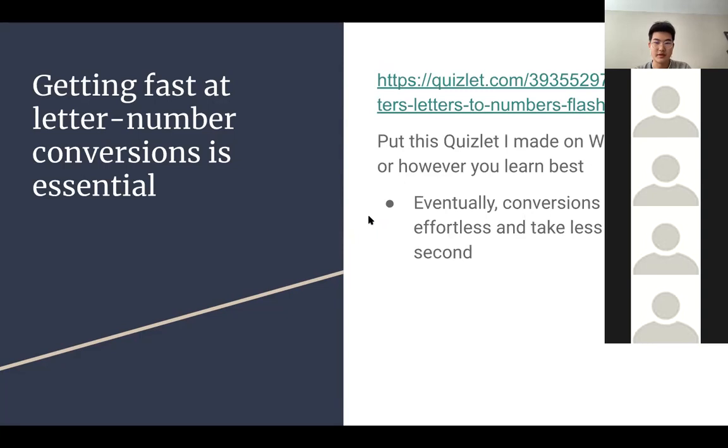There's just another copy and paste slide just to remind you guys that letter number conversions are really prevalent in Codebusters, so always make sure that you're working on those.